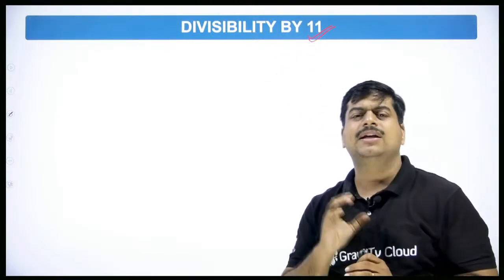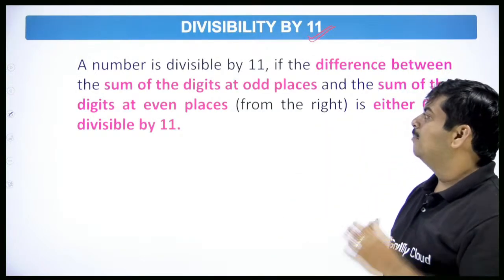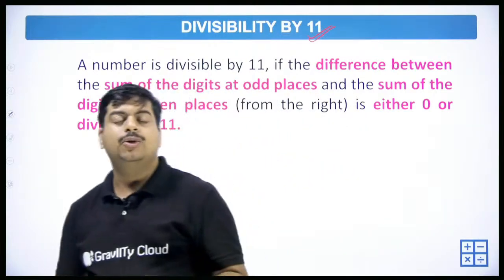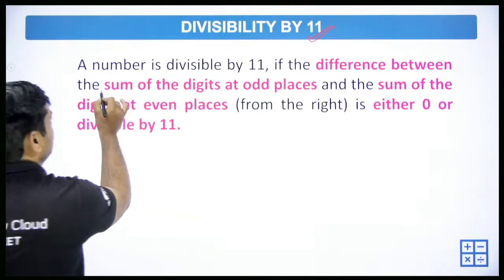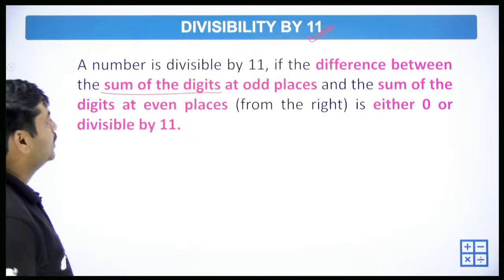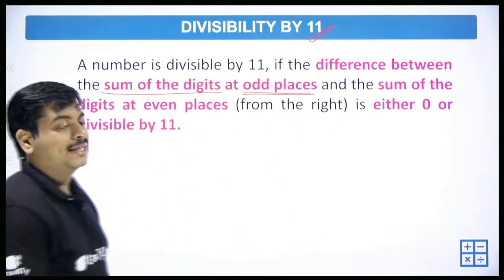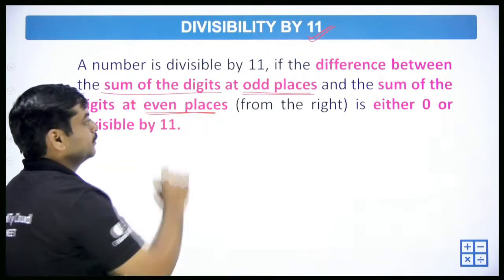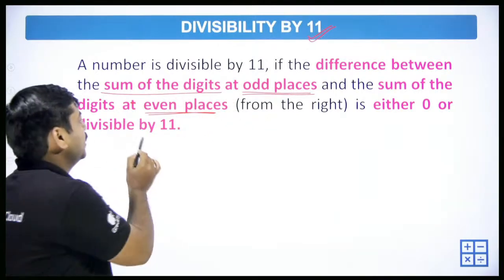Divisibility by 11 is a completely unique method, a completely different logic. Okay, so let's try to understand what that is. A number is divisible by 11 if the difference between the sum of the digits at odd places and the sum of the digits at even places is 0 or a multiple of 11. Right. So, understanding how to see whether a number is divisible by 2, 3, 5, 6, 9 and 11.